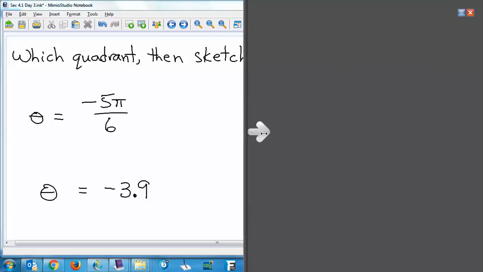Sketch that. First of all, just write which quadrant it's in. Pretend you didn't see it if you did already. See if you can just mentally in your head think about which quadrant that's in without even sketching it, and then sketch it. See if you can just look at that angle, tell what quadrant it's going to be in, and then sketch it.